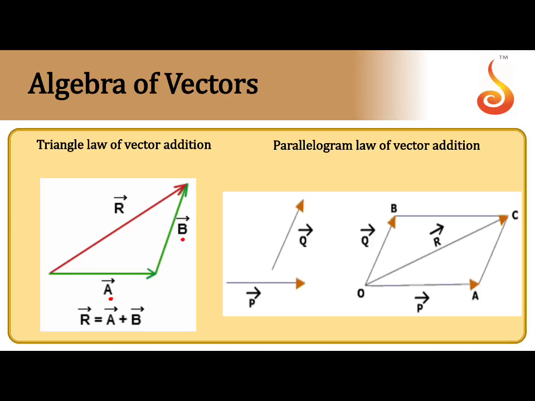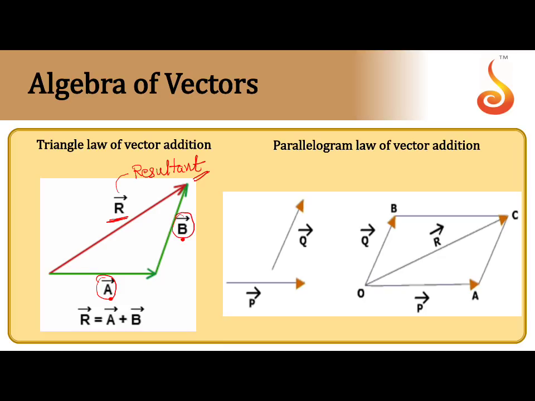The effect produced by both A and B together can be produced by a single vector called the R vector. This is called the resultant vector. So what do we mean by a resultant vector? It is a single vector which produces the effect of both vectors together.